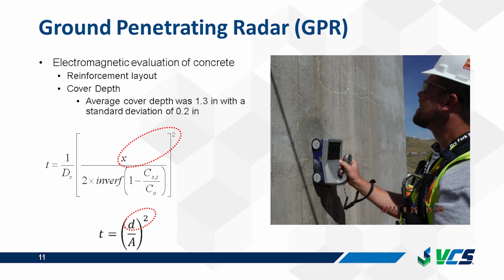Cover depth is extremely important in determining the service life of concrete. The two equations at the bottom of the slide show the estimated time to corrosion initiation. The top equation shows the time to corrosion initiation due to chlorides, and here you see cover depth X is squared. The equation on the bottom shows time to carbonation-induced corrosion, and here again cover depth D is squared. So a reduction in cover depth will have a significant effect in reducing the service life of the structure.